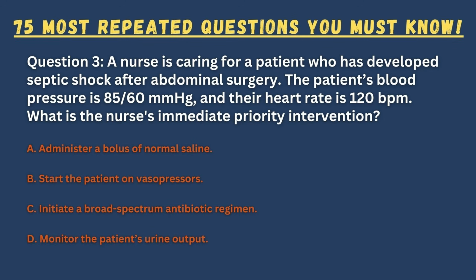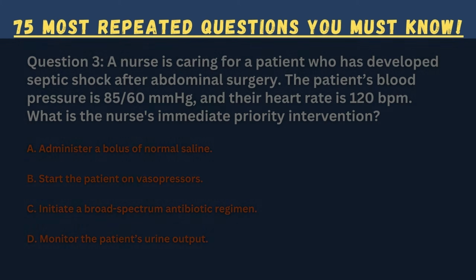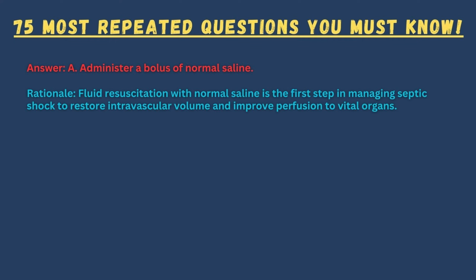A. Administer a bolus of normal saline. B. Start the patient on vasopressors. C. Initiate a broad-spectrum antibiotic regimen. D. Monitor the patient's urine output. Answer: A. Administer a bolus of normal saline.